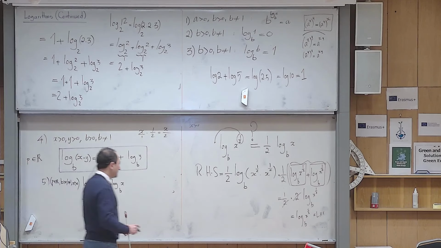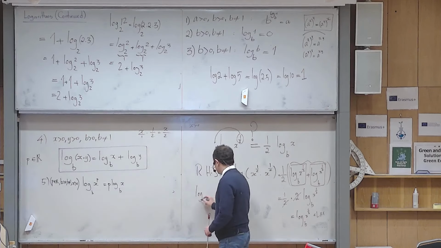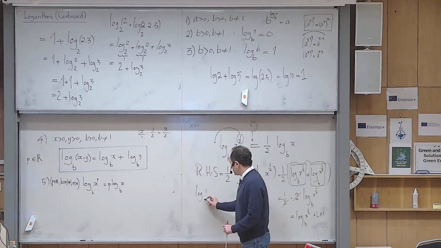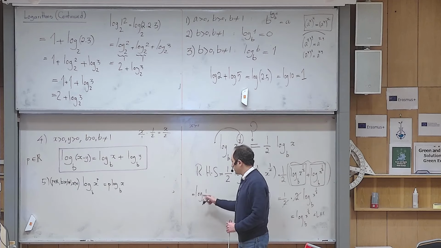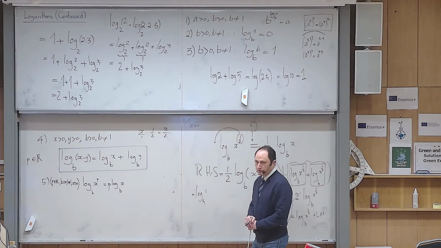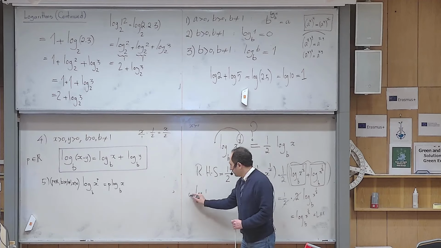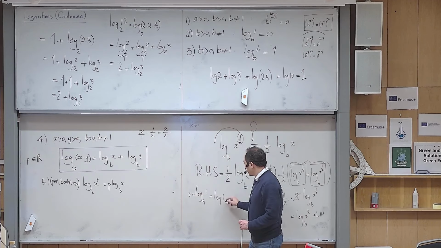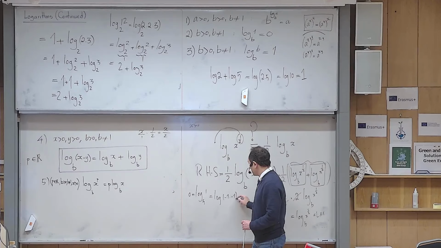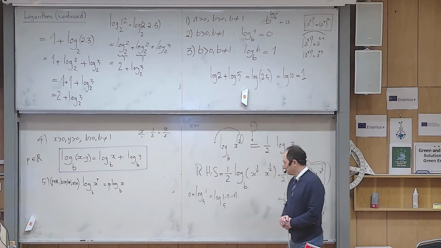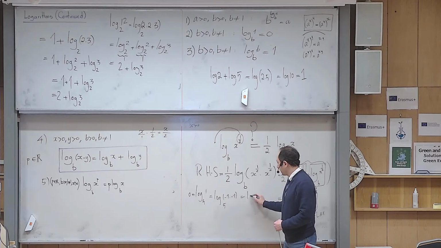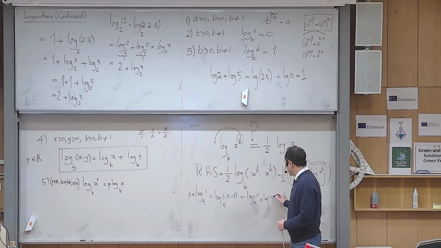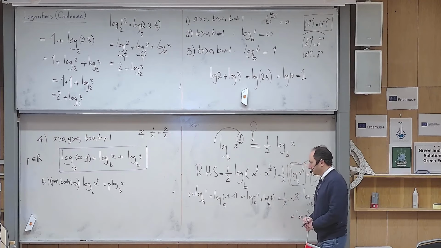For example, if I write the logarithm of 1 to base 5, you know the answer to this. Logarithm of 1 to base 5 is what? 0. But instead of 1, I can write minus 1 times minus 1. Do you agree? Yes. But then I have a product. I write the log of minus 1 to the base 5, plus the log of minus 1 to the base 5. Yes? Then you see that I am in trouble.